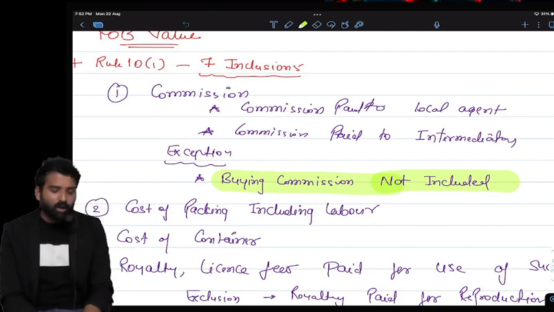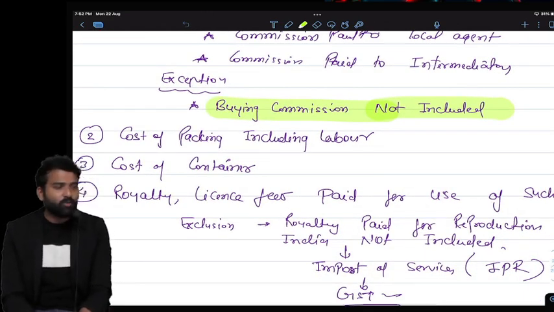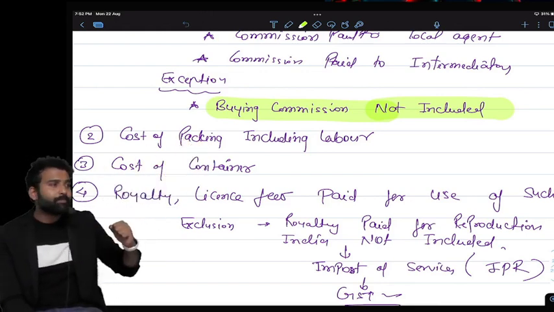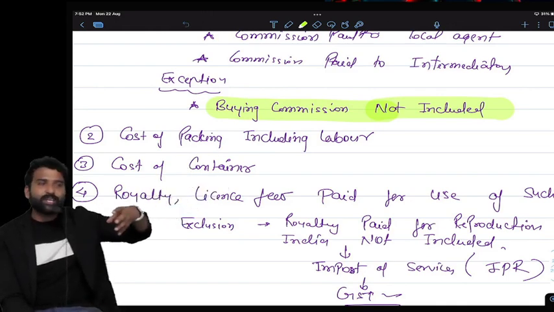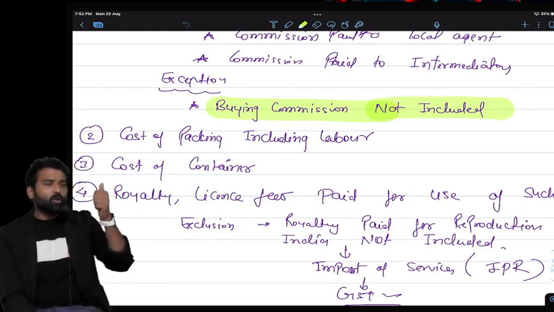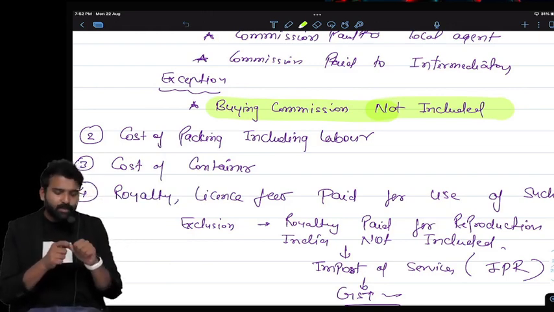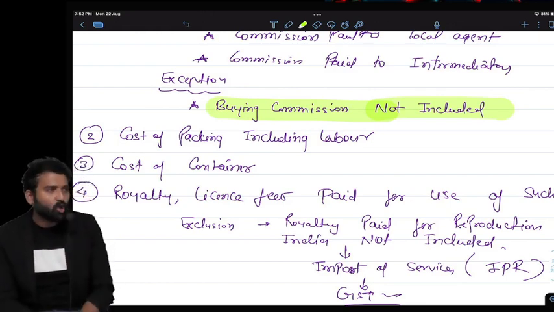Second, I will add cost of packing. If I have incurred any packing cost for bringing the goods to India, I will add that. I will add cost of container. I have to hire a container to bring the goods to India. So the cost of container will also be added. So I am adding the commission paid for importation, I will be adding the packing cost, and I will be adding the container cost.